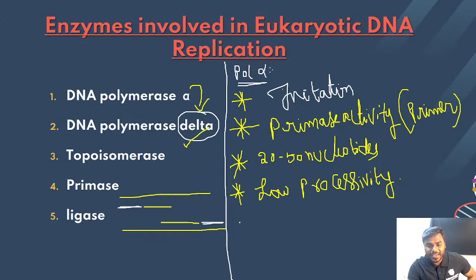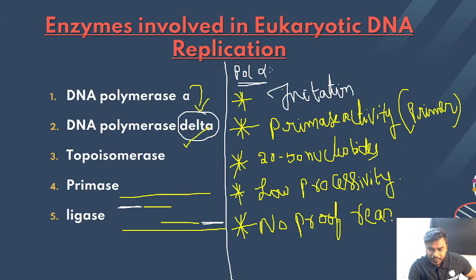One more point I can highlight here. What is that? DNA polymerase alpha does not have proofreading activity. It is not involved in the exonuclease activity or proofreading or checking the errors. These are all the major reasons we can say that the polymerase alpha is not the major enzyme.